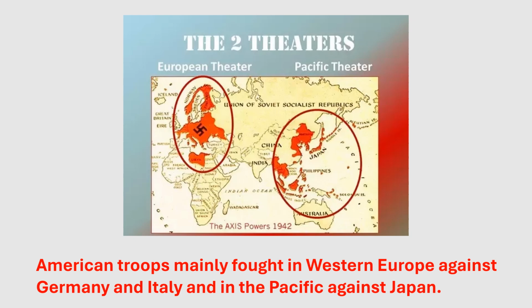The American troops mainly fought in Western Europe against Germany and Italy, and in the Pacific against Japan. Think of it as two different theaters, the European theater and the Pacific theater.